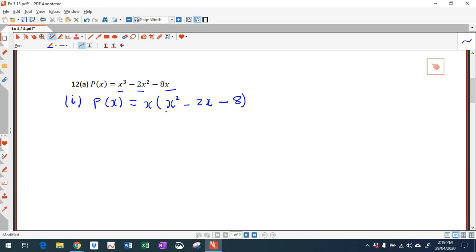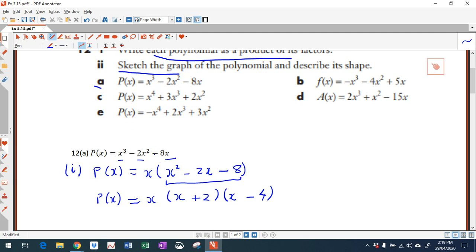Okay, now you notice that this is a quadratic, so we'll try and factorize that. Keep the x there, two lots of brackets. X times x is x squared, and I'm going to put a 4 here and a 2 there, negative there, positive there. Okay, so that's the quadratic factorized. So now the cubic that we started off with has been written as a product of its factors. Okay, that is done.